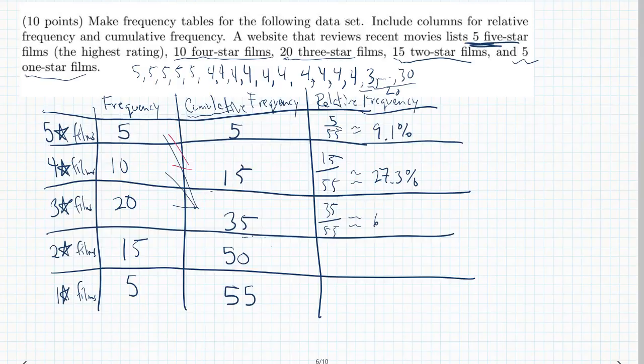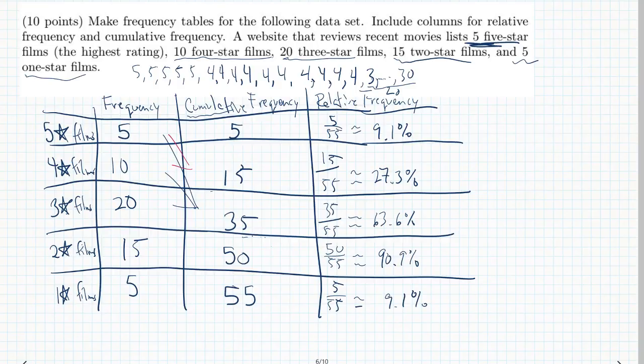So in our next one, we have 63.6%. When we take 35 divided by 55, our next one would be 50 divided by 55, and in that case it should be like 90.9%. And then last but not least, we have 5 divided by 55, and that's once again 9.1%.